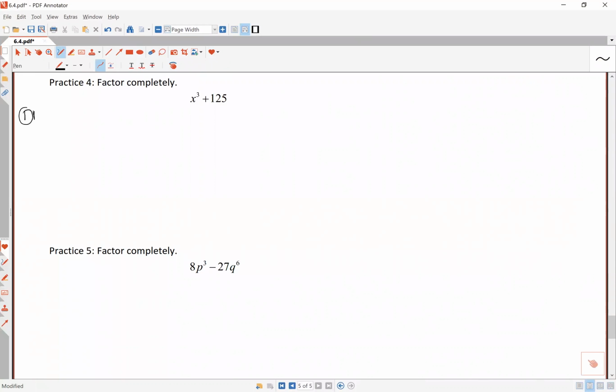Step 1, we want to recover our two pieces. x cubed is the cube of x, so the first piece is an x. 125 is the cube of 5. Our two pieces are x and 5. So for the first factor, we just say recover those two pieces, x and 5.